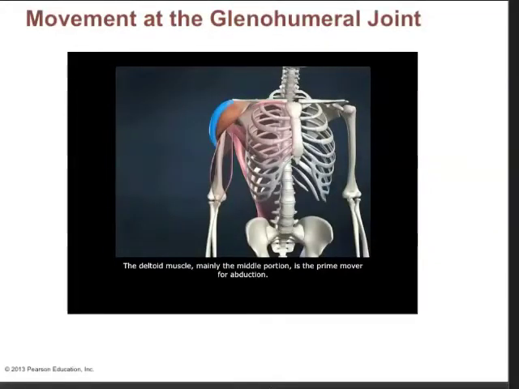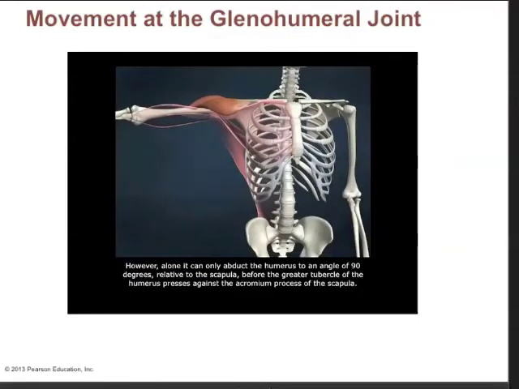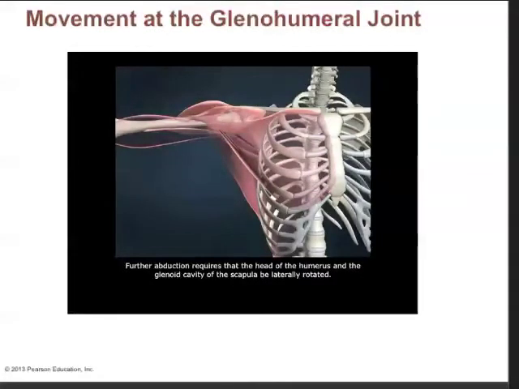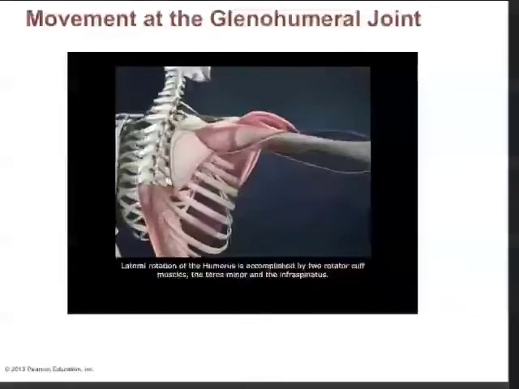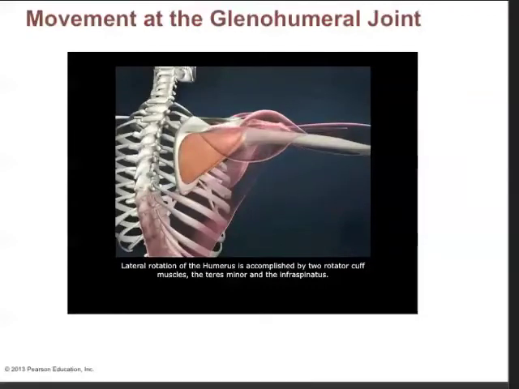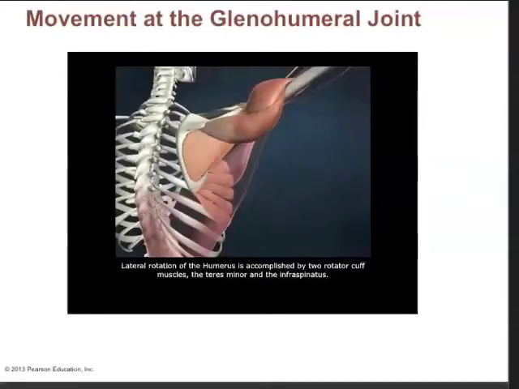The deltoid muscle, mainly the middle portion, is the prime mover for abduction. However, alone it can only abduct the humerus to an angle of 90 degrees relative to the scapula before the greater tubercle of the humerus presses against the acromion process of the scapula. Further abduction requires that the head of the humerus and the glenoid cavity of the scapula be laterally rotated. Lateral rotation of the humerus is accomplished by 2 rotator cuff muscles, the teres minor and the infraspinatus, while the serratus anterior muscle laterally rotates the glenoid cavity.